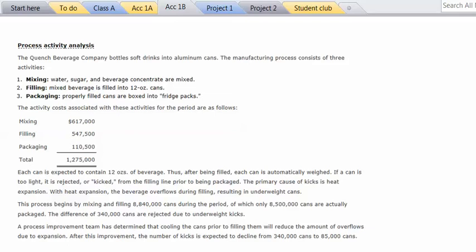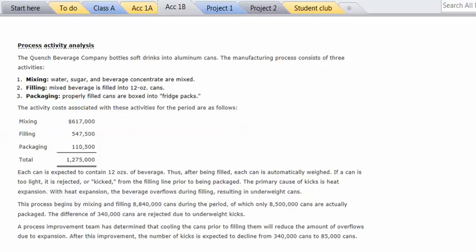Thus, after being filled, each can is automatically weighed. If a can is too light, it is rejected or kicked from the filling line prior to being packaged. The primary cause of kicks is heat expansion.